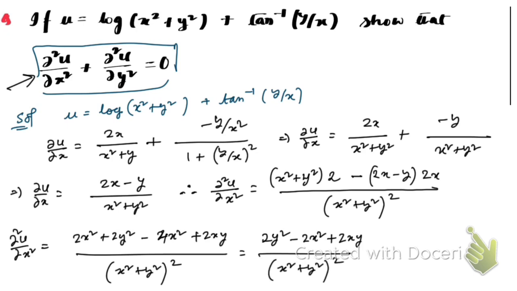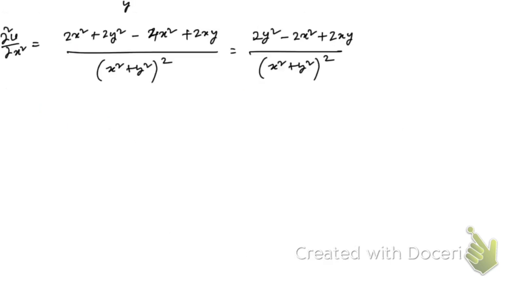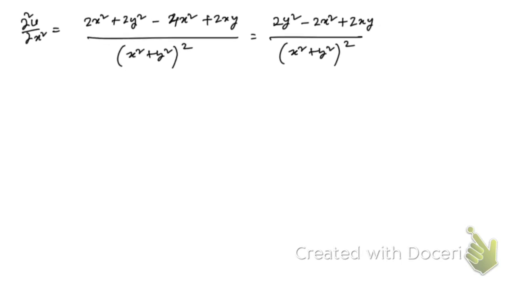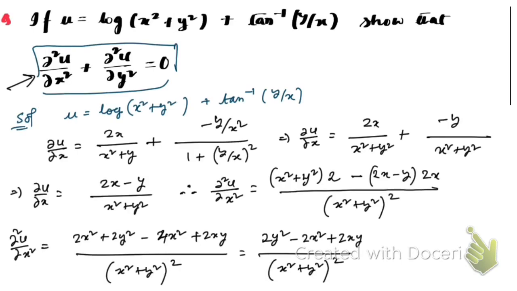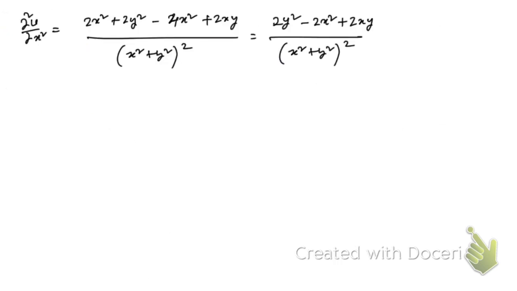Now let me copy this result and go to the new slide. So this is what we have got, the second order derivative of u with respect to x. Now let me go back to the previous slide. Now let us find this other term. In order to find it, we need to differentiate this with respect to y. So let me take this again.